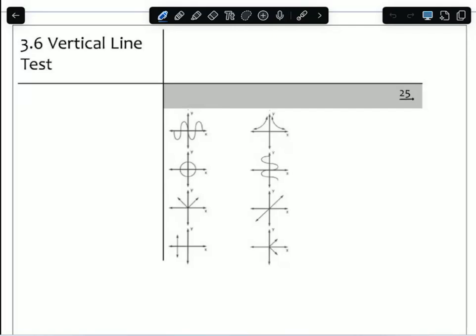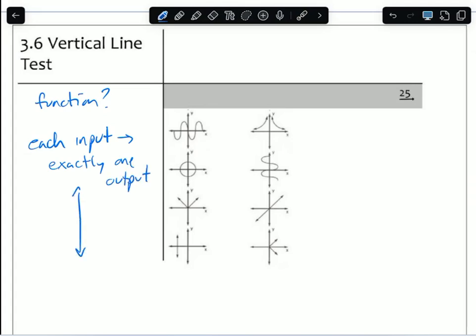So one of the ways that you can test whether a graph is a function is to use a vertical line test. And what that means is if the vertical line can pass through exactly one point, right? So in a function, each input has exactly one output. So if you draw a vertical line anywhere on the graph, if it passes through the function or the graph in more than one place, it's not a function.